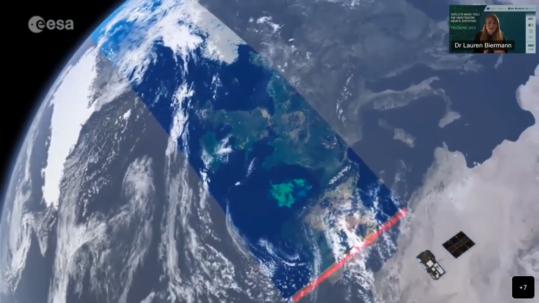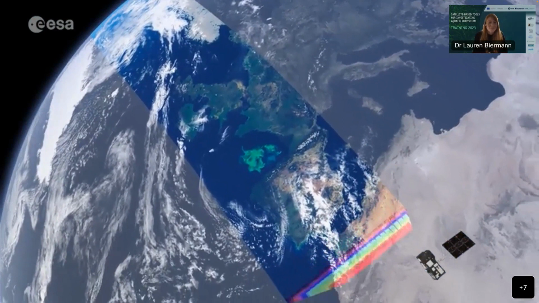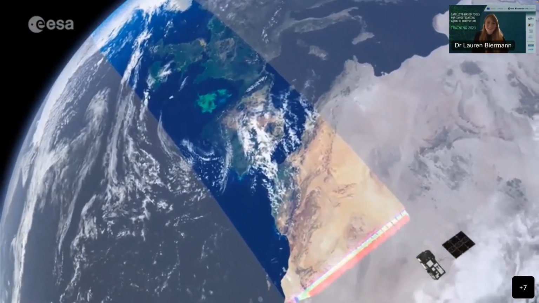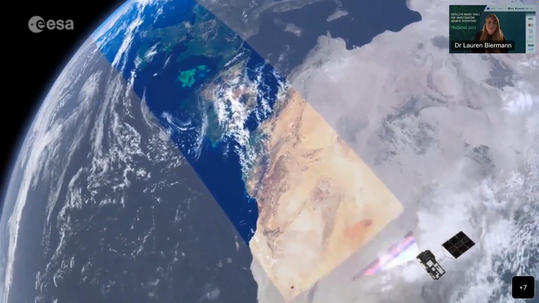And now it's moving over land. You can see it's not collecting data through the cloud. And because it is such a democratic sensor, it is now also provisioning ocean color data over the land as well.